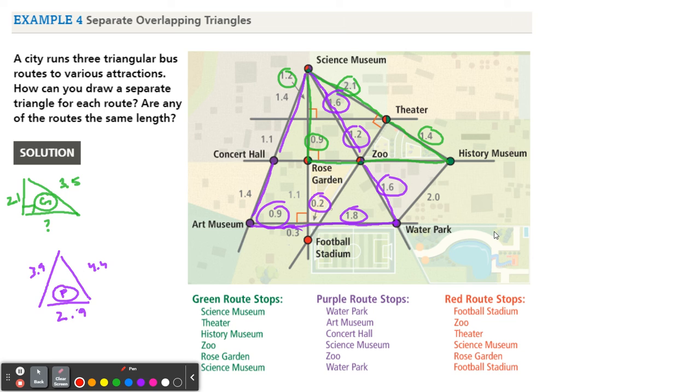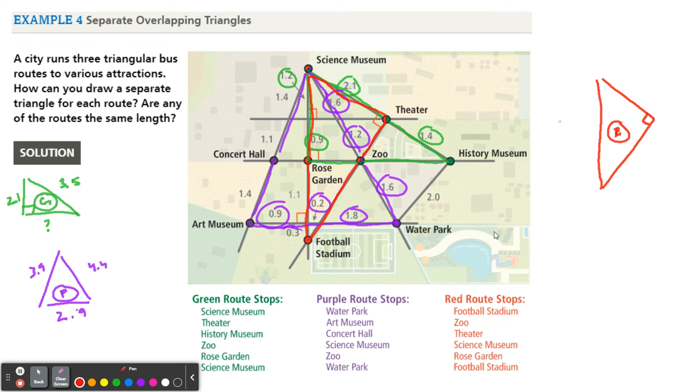So the red route starts at the football museum. It goes to the zoo. Then it goes to the theater. Then it goes to the science museum. Then it comes to the Rose Garden. And then it comes back to the football stadium. So it's this triangle here. This is the red triangle. Notice it does have a right angle.